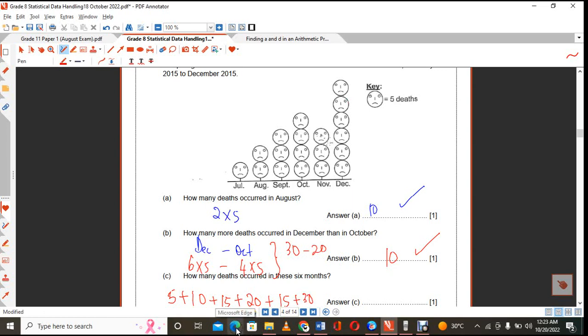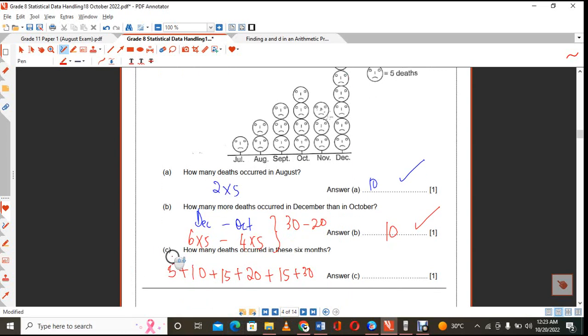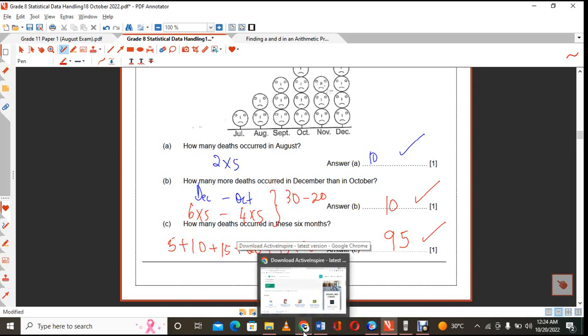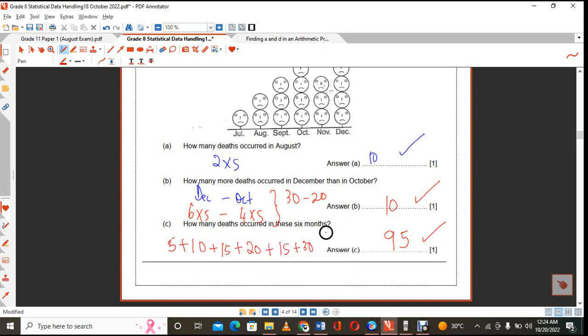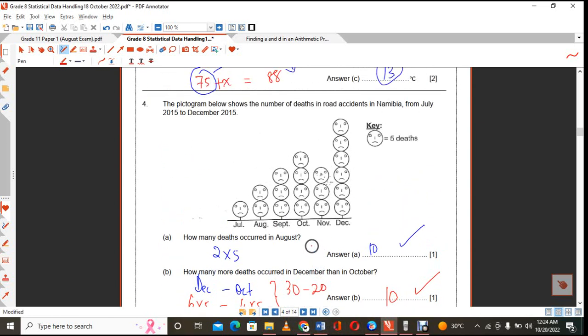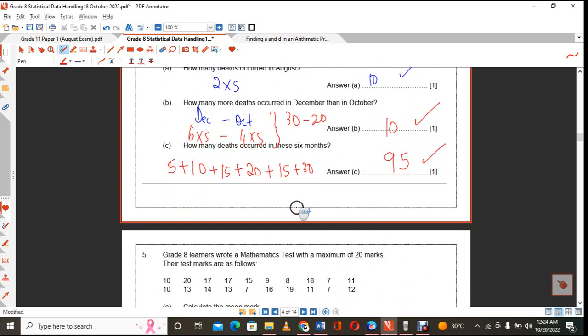Right. So once you add all of that, you are going to get, so we can go ahead, that's 50, 60, 95 people. It's very sad. Okay, 95 people. Good. So information from a pictogram is not really that difficult. You look at the key and then you read the information and you just write down.